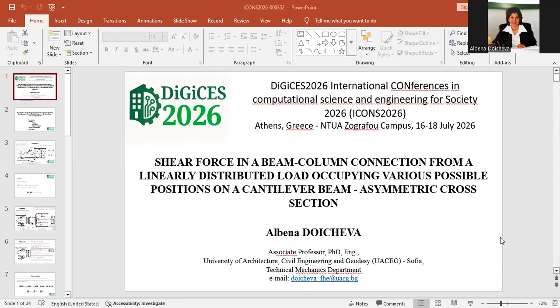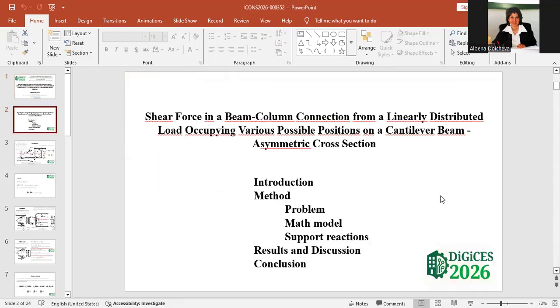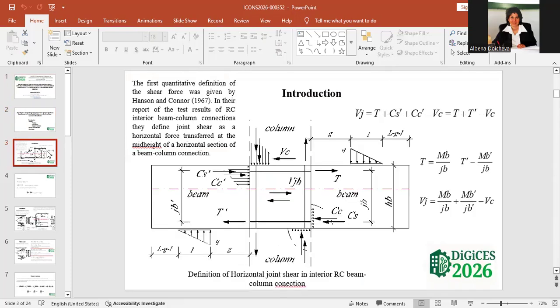I will speak about shear force in a beam column connection when we have linear distributed load occupying various possible positions on a cantilever beam with asymmetrical cross-section. The parts of our presentation are introduction, method, problem, math model, support reaction, result and discussion, and conclusion.